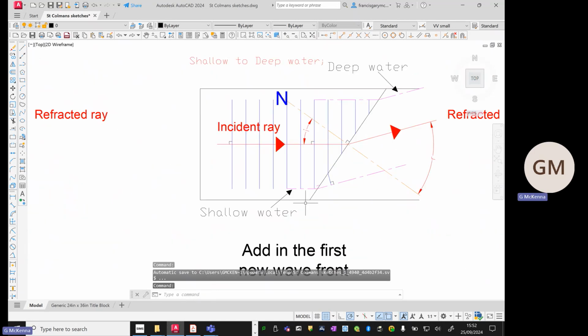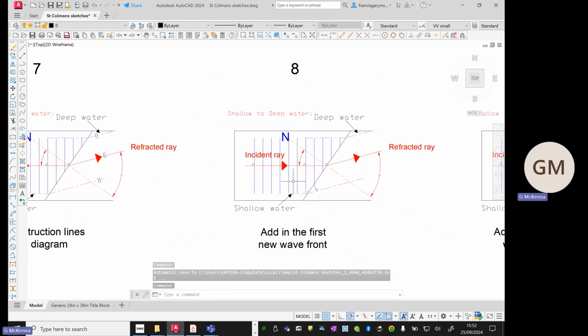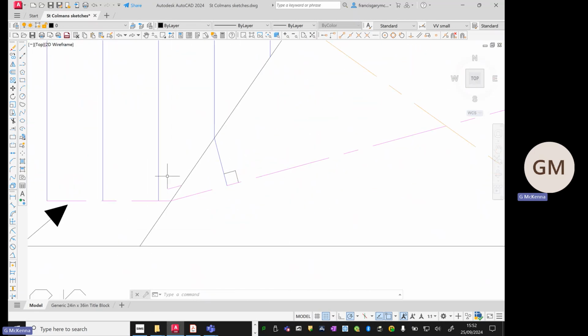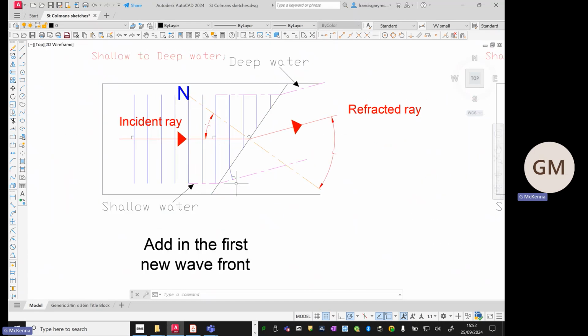On to the next stage, we've now got our construction lines added in, and quite similar to the previous one, we're now going to add in our first new wave front. We go to this boundary here, and we take a new line from that boundary, and it comes down and intersects that construction line. But it needs to cut through that construction line at 90 degrees. So it's super important that the angle looks right there. Pause the screen and do your first wave front in there as well.